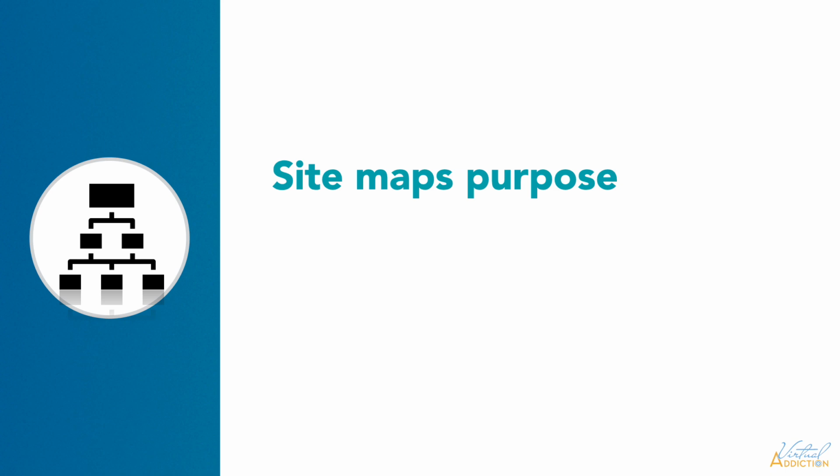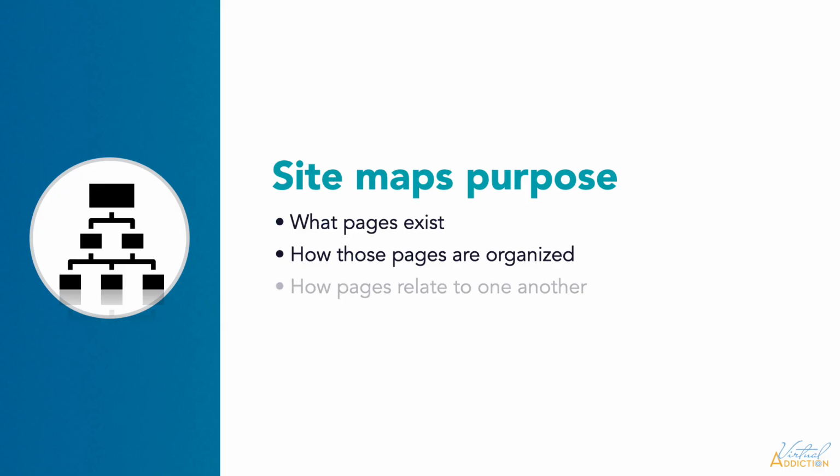They help us plan content, navigation, and hierarchy, so we're not guessing later in the process. Put simply, a sitemap is the blueprint of a website.